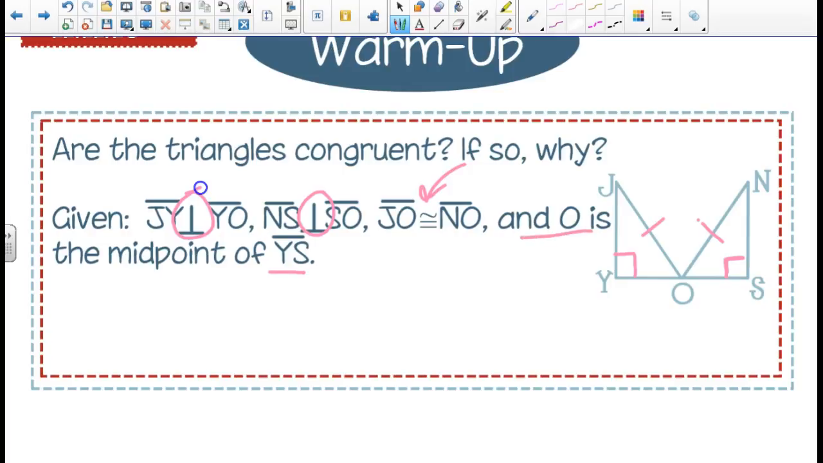O is the midpoint of YS. How do I show that on my picture? On both sides, YO and OS. I'm going to use a double tick mark because a single one has been used up.